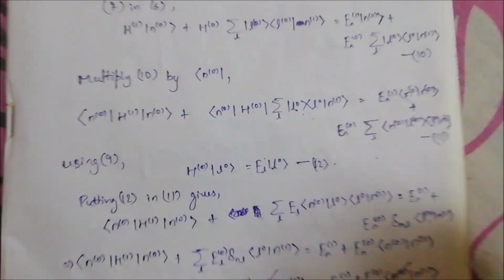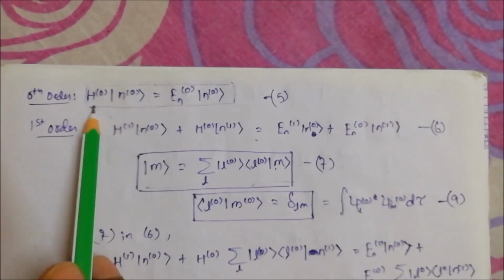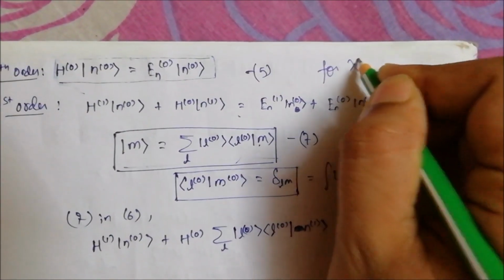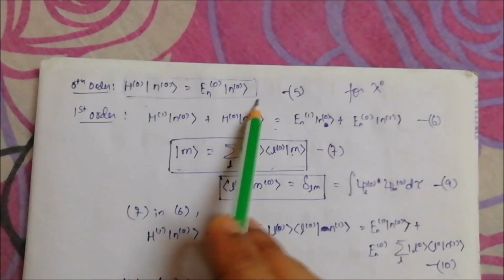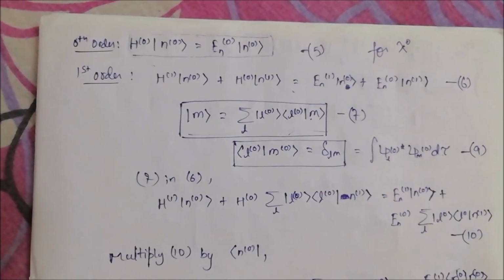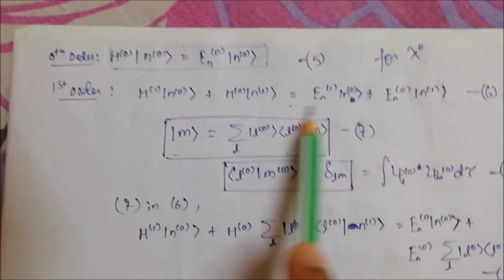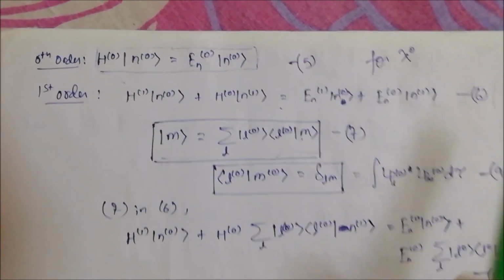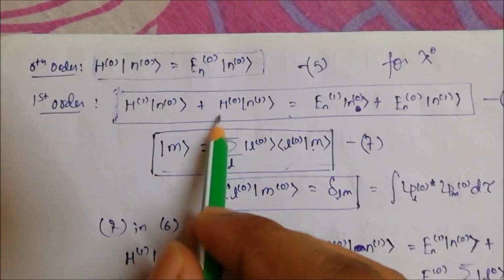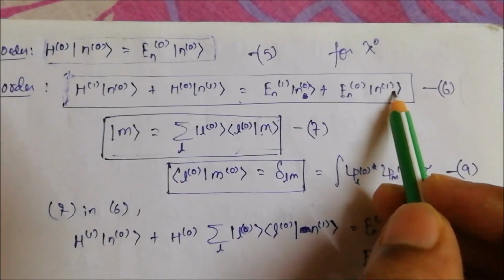Proceeding further and comparing the same powers of lambda, for the zeroth power of lambda, lambda to the power 0, this is just the time independent Schrodinger equation for the undisturbed Hamiltonian, as expected. Now if we compare the first order terms, we obtain this expression: H1 psi n0 plus H0 psi n1 equals E1 psi n0 plus E n0 psi n1.